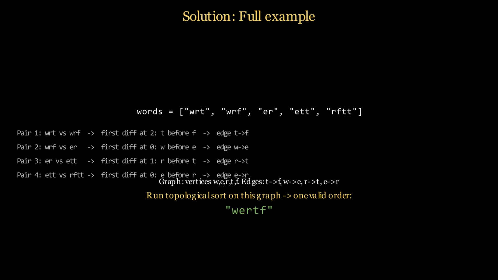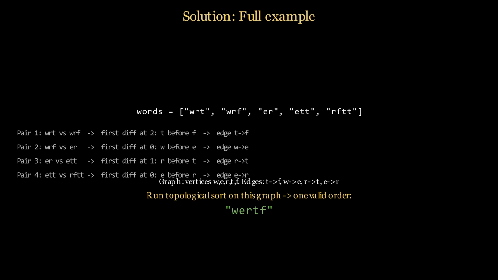Let's run through the full example. We have 5 words. Pair 1, WRT and WRF. First difference at index 2, T and F. So T comes before F, we add edge T to F. Pair 2, WRF and ER. First difference at index 0, W and E. Add edge W to E. Pair 3, ER and ETT. First difference at index 1, R and T. Add edge R to T. Pair 4, ETT and RFTT. First difference at index 0, E and R. Add edge E to R.